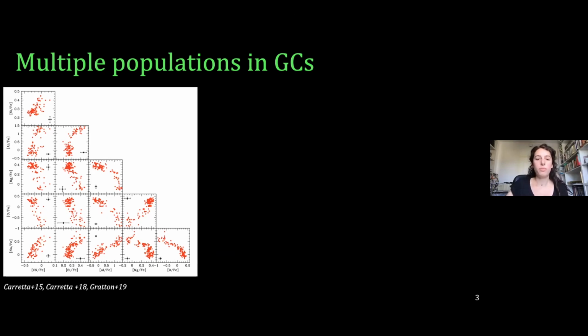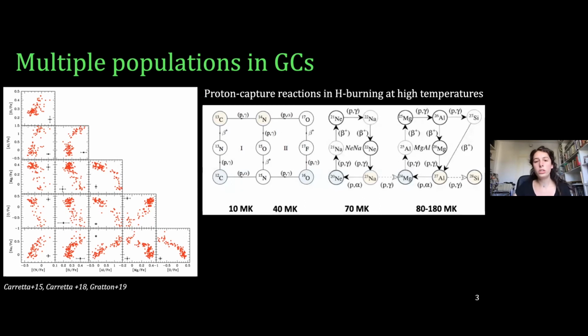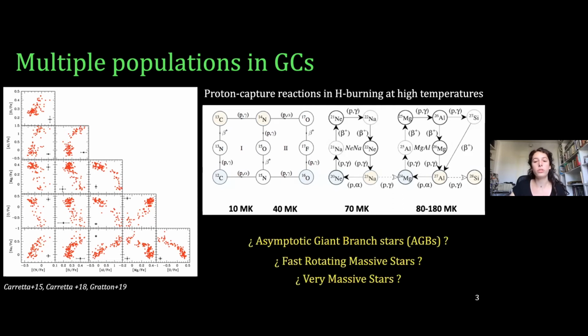However, it is generally assumed that proton capture reactions in hydrogen burning at high temperature are causing these anticorrelations. However, these nucleosynthetic processes happen in different types of stars, like for example asymptotic giant branch stars, fast rotating massive stars, or very massive stars. And it is still unknown which of them are causing the anticorrelations that we are observing now in globular clusters. However, I will focus only on the asymptotic giant branch ones.